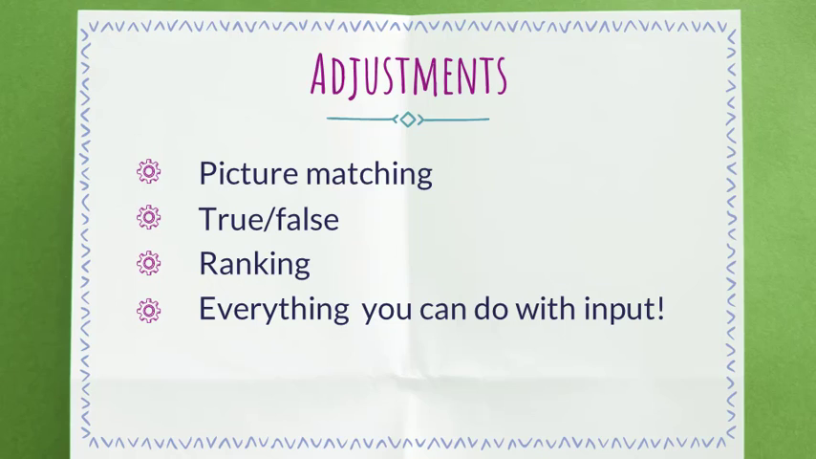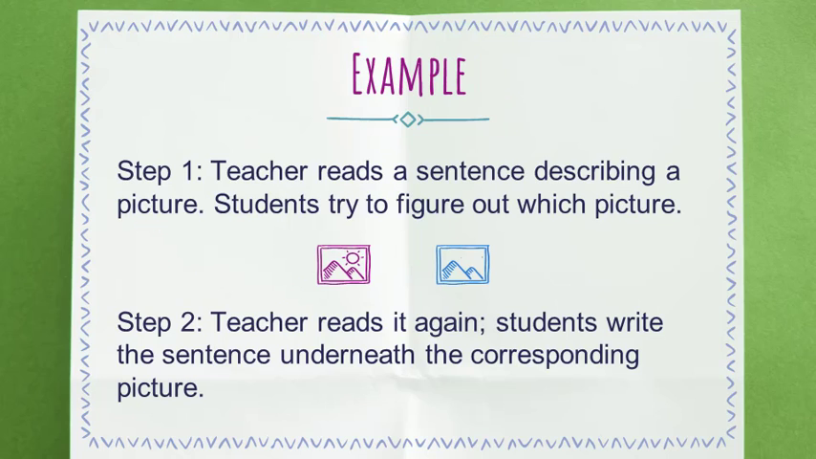The key question is, how are we making sure that the learners are paying attention to the meaning of the words and not just the spelling of the words? So for example, in step 1, the teacher can read a sentence describing a picture. The students only listen and they try to figure out which picture it is. Now in step 2, the teacher is going to read the sentence again, and now the students are supposed to write it down underneath the corresponding picture. So they paid attention to meaning and then they engage in the dictation part.